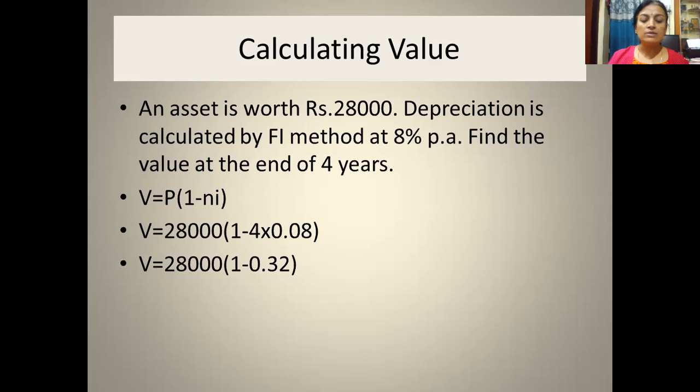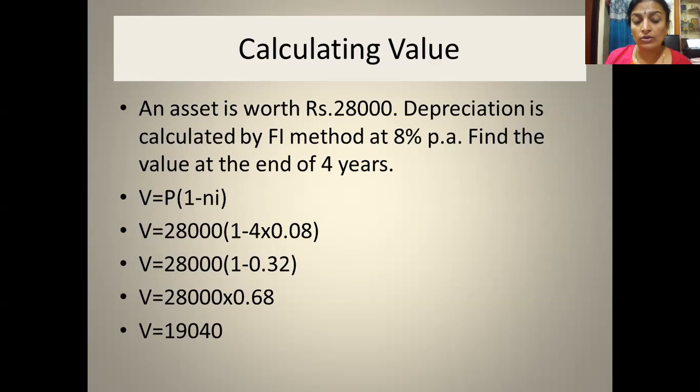Okay. Here see 4 into 0.08. The value is 0.32. 1 minus 0.32. What will you get? That is 0.68. Then you multiply it with that is 28,000. 28,000 into 0.68. So you will get the value as 19,040. This is called as V, that is value.